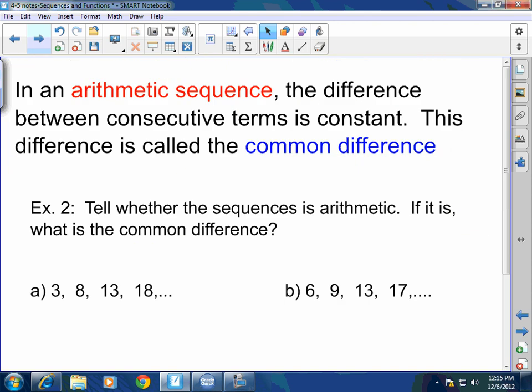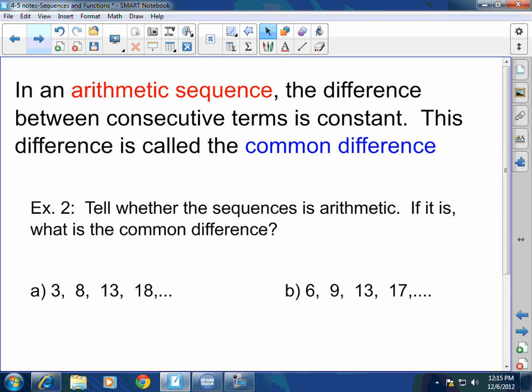So we had just talked about arithmetic sequences. I already defined it, but we're going to just make sure we put it all together now. In an arithmetic sequence, the difference between the terms is constant. And this difference is called the common difference. Remember, when you do your first test, that's the common difference. That's what you're going to add to every single value.